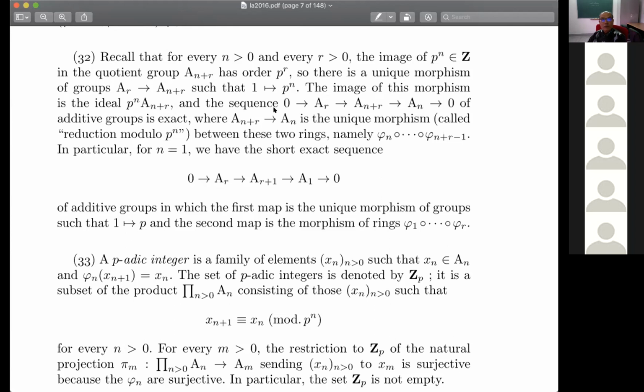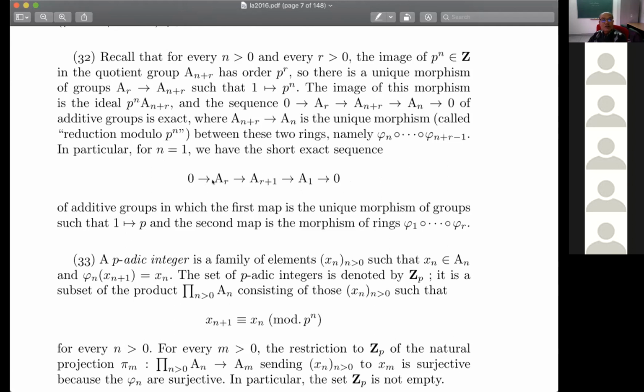So what you get is an exact sequence. 0 goes to A_r, that was the map A_r to A_{n+r}, goes to A_n. So that's an exact sequence of additive groups. In particular, when n is equal to 1, we have this exact sequence. In terms of what these rings are, this is Z mod pZ, this is Z mod p^{r+1}Z, and this is Z mod p^r Z.